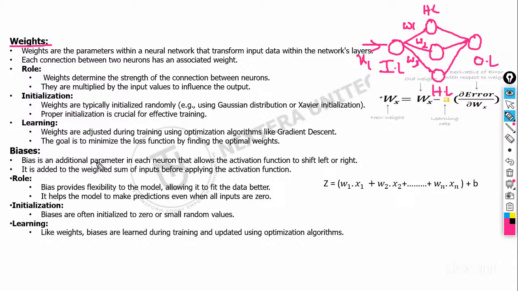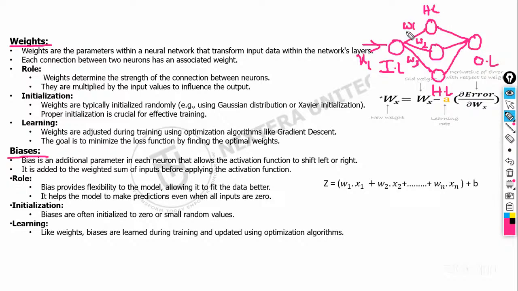additionally it also adds a parameter called bias. So let us talk about bias also together, because bias is also a parameter within a neural network that allows the activation function to shift left or right. So for the time being, keep the activation function aside, but this bias helps us to shift the activation function towards right or left.